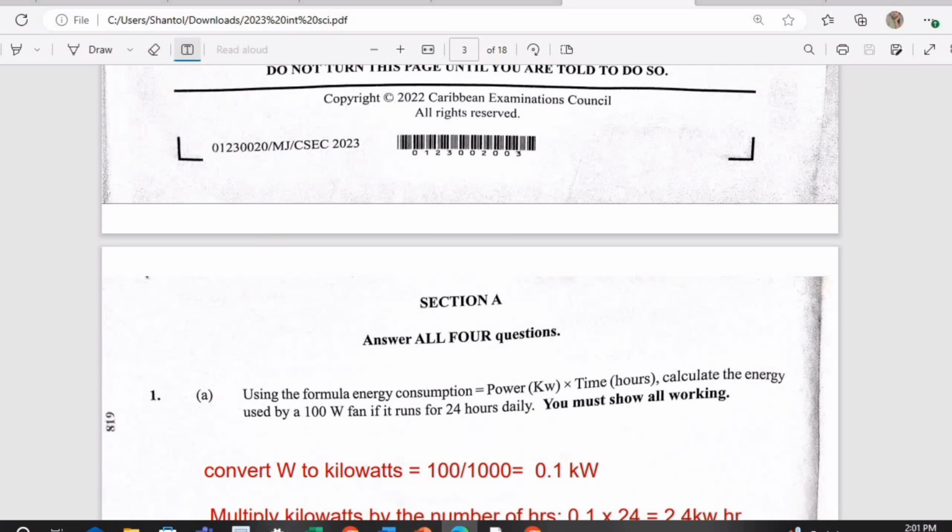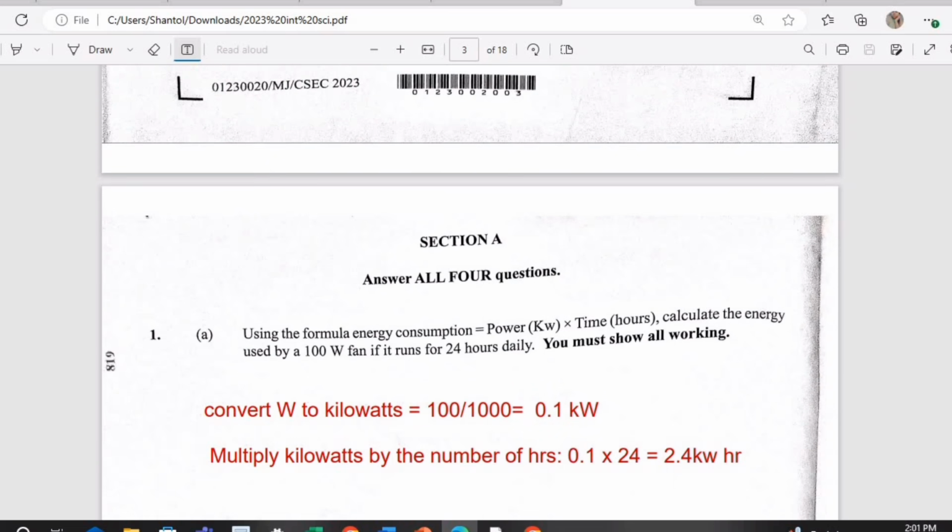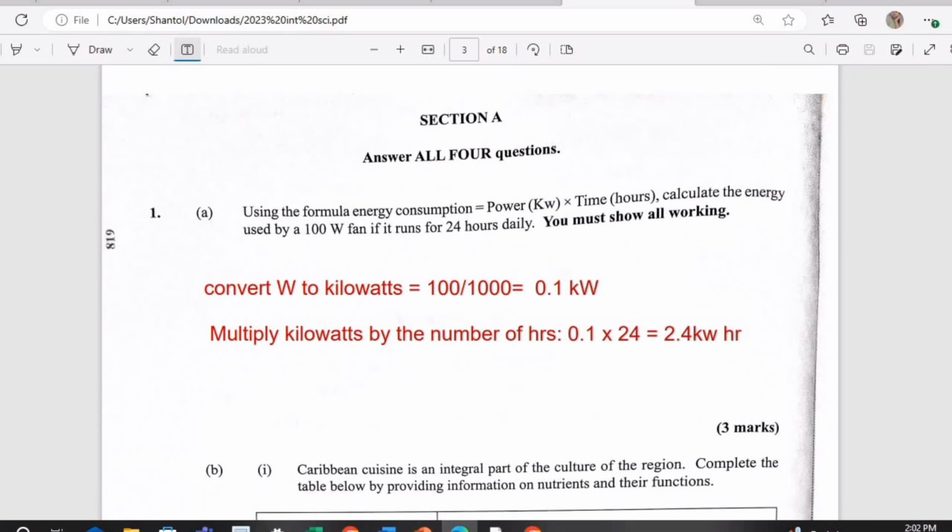So for those who did the exam a week ago, the first thing you would have done is convert this 100 watt to kilowatts, and you convert watts to kilowatts by dividing by 1,000. So we have 100 watt there divided by 1,000, which would give us 0.1 kilowatts. And then multiply kilowatts by the number of hours. In this case, it is 24. So 0.1 times 24 equals 2.4 kilowatt hour. And that should give you your 3 marks.